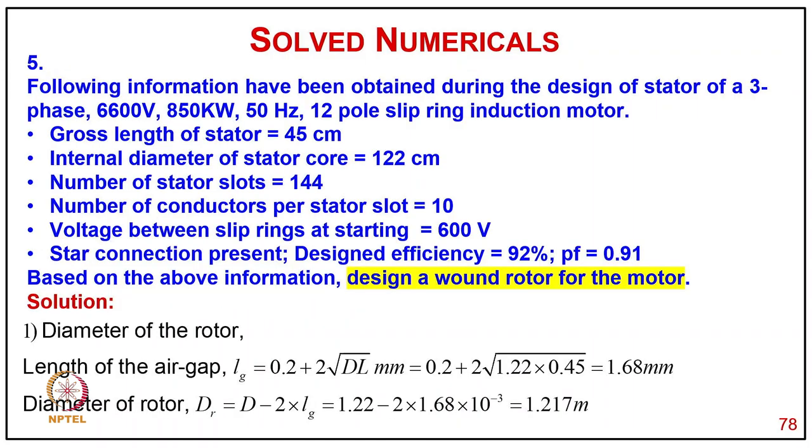So, coming to the fifth numerical problem, the following information has been obtained during the design of a 3 phase 6600 volt, 850 kilowatt, 50 hertz, 12 pole slip ring motor. Gross length of stator is 45 centimeter, internal diameter of stator core is 122 cm, number of stator slots 144, number of conductors per slot 10, and voltage between slip rings at starting 600 volt, and stator connection star. Design efficiency equals 92%, power factor 0.9. Based on the above information, design the rotor of the motor.